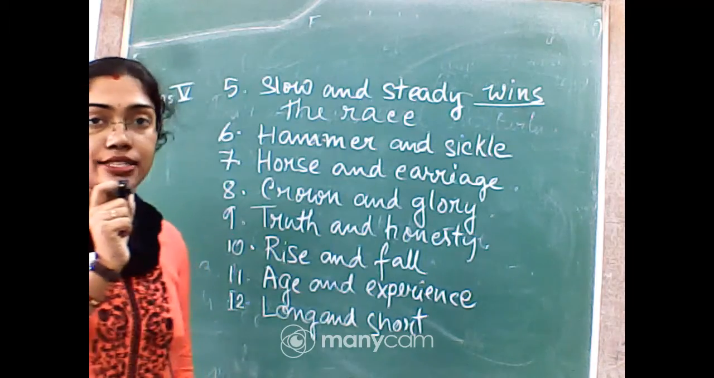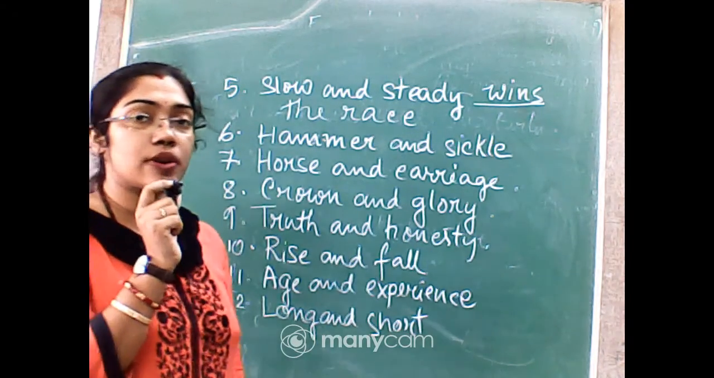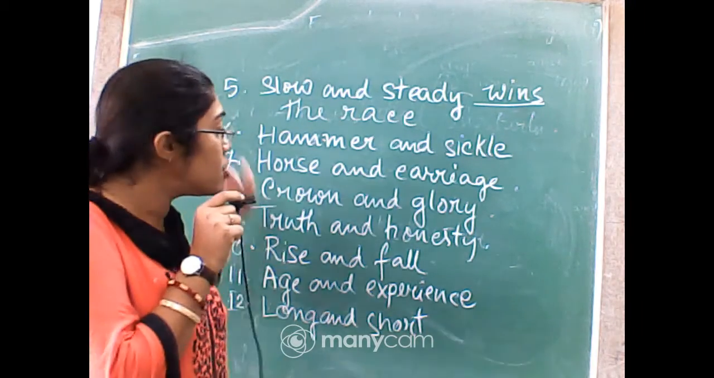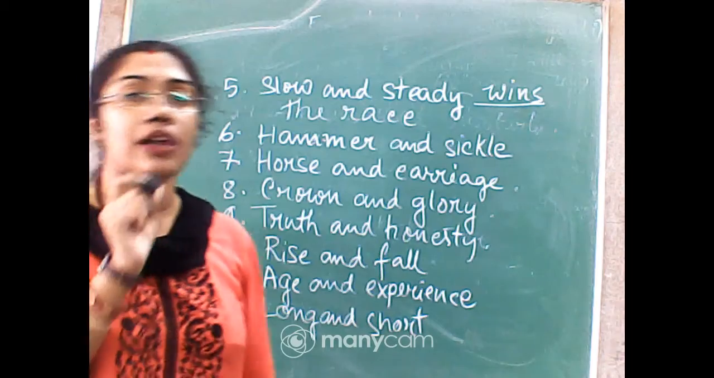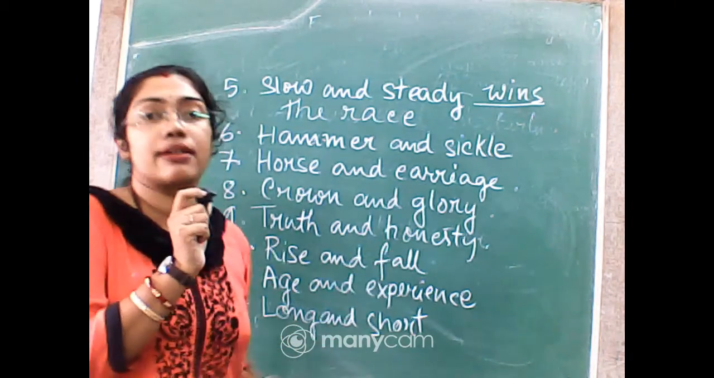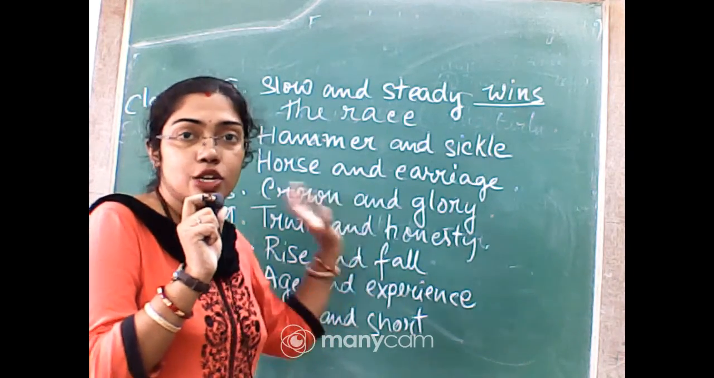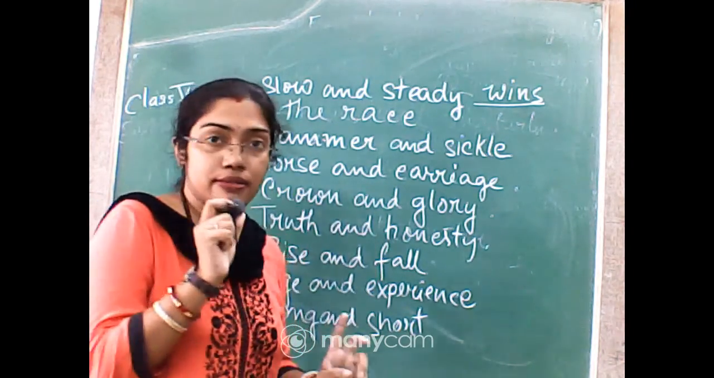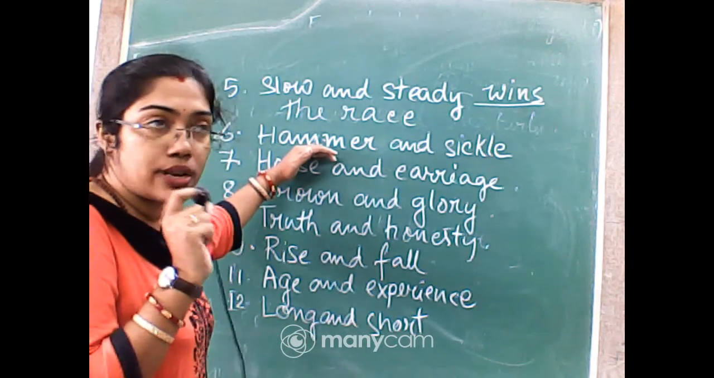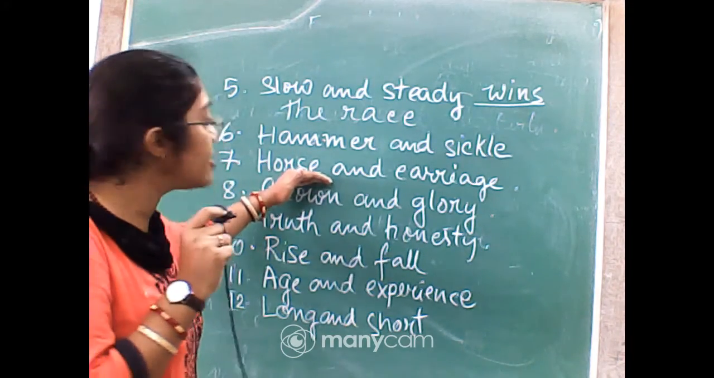Bag and baggages. Okay, I'm not writing, bag and baggages also you can write down. There are many more, there are plenty. I'm just giving you 12 examples because these are the things which are working as a pair. It's like a combo, not two separate things. Together they are becoming one thing. Like hammer and sickle is an instrument, a tool. Horse and carriage is a vehicle.